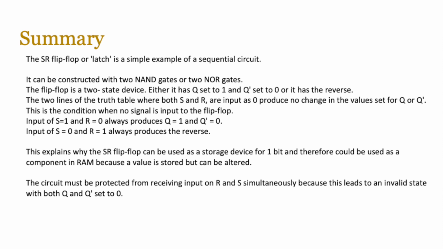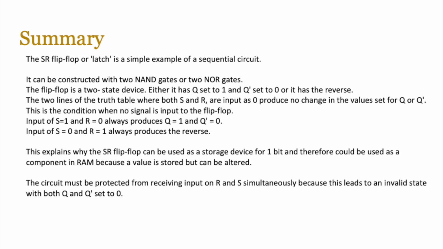The 2 lines of the truth table where both S and R are input as 0 produce no change in the values set for Q or not Q. This is the condition when no signal is input to the flip-flop. Input of S equals 1 and R equals 0 always produces Q equals 1 and not Q equals 0. Input of S equals 0 and R equals 1 always produces the reverse of that. So not Q becomes 1, Q becomes 0.